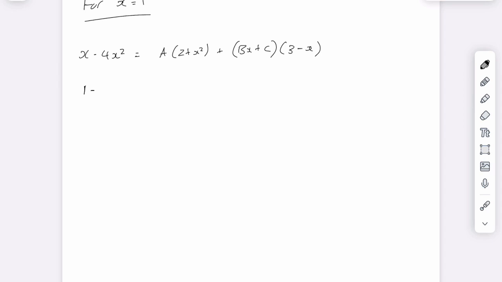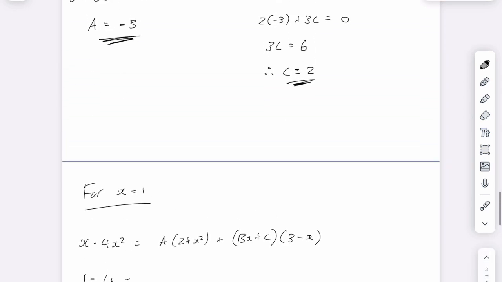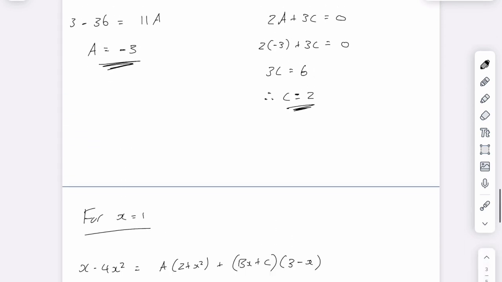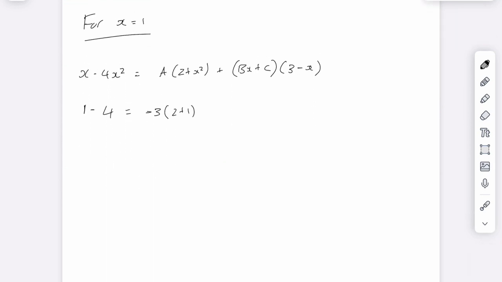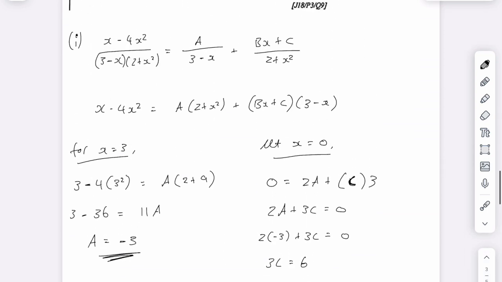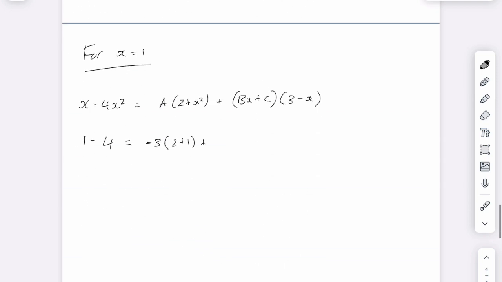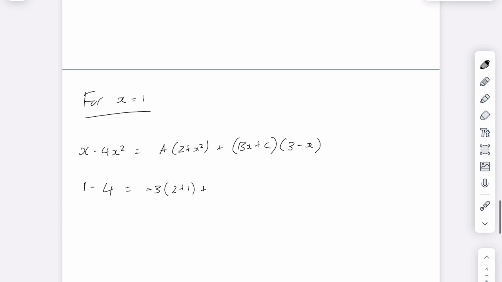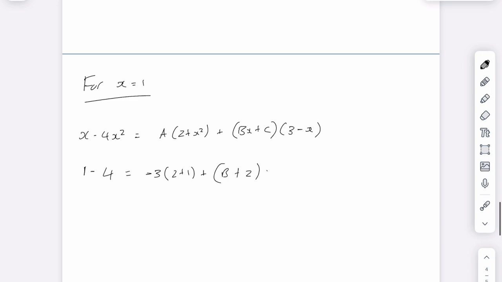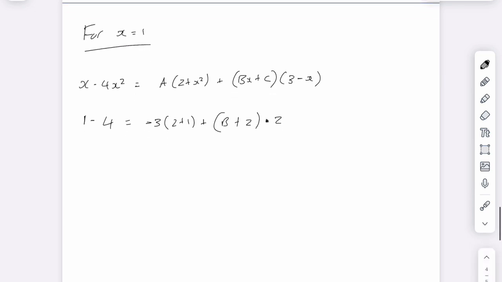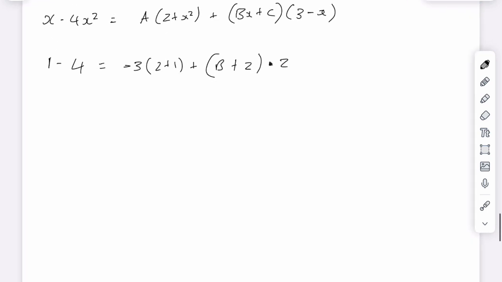What we've got then is 1 minus 4 is equal to negative 3 times 2 plus 1 squared, but whatever, plus b, we don't know that yet, plus 2, times 3 minus 1, which is 2. So negative 3 is equal to negative 9 plus 2(b plus 2).